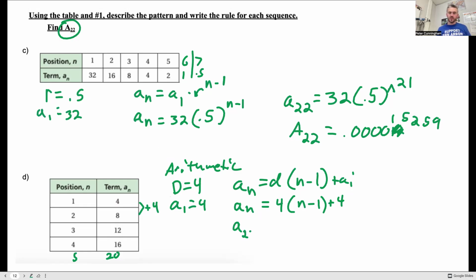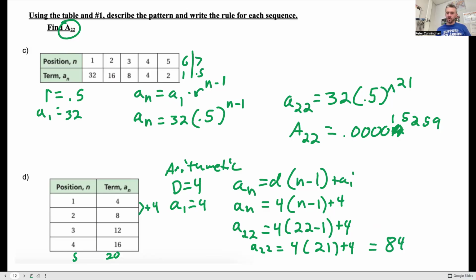You're replacing that. Okay, if you want to find your 22nd term, you're just replacing the n with 22. So A of 22 equals 4 times 22 minus 1 plus 4. So again, you're doing 22 minus 1, which is 21, and adding 4 to that. 4 times 21 is 84. And 84 plus 4 is 88. So whether you took the long way, I don't know which way was longer this time, but either way, you should end up at 88.